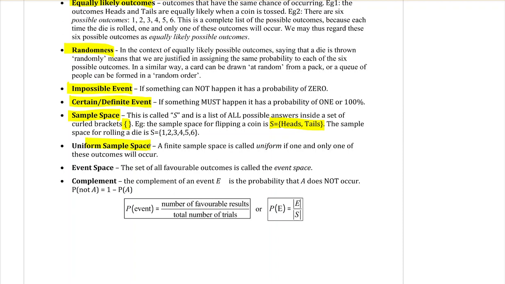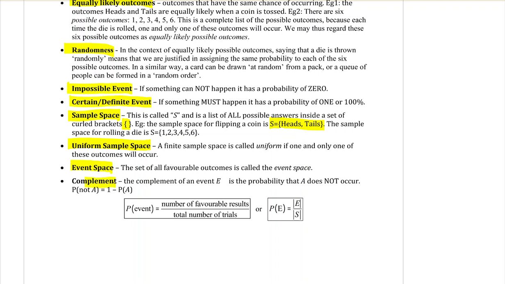Uniform sample space. A finite sample space is called uniform if one and only one of these outcomes will occur. What's an example? You're doing a trial just once, so only one thing is going to happen on that dice. An event space. The set of all favourable outcomes is called the event space.